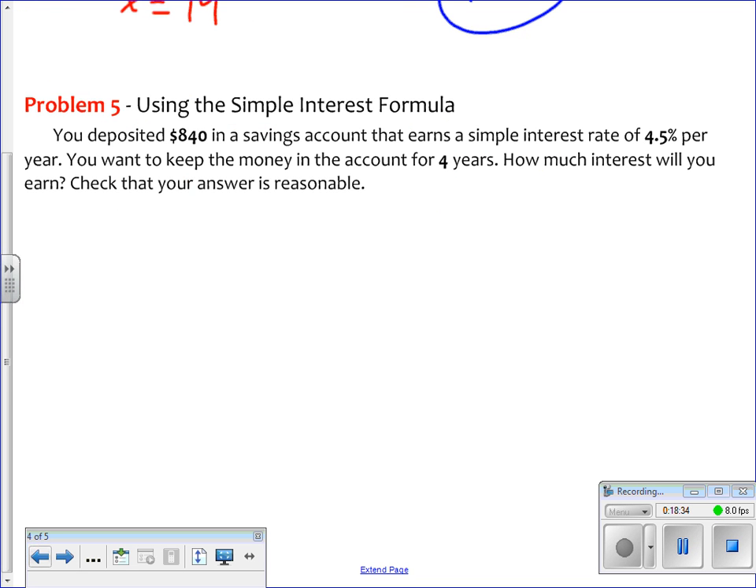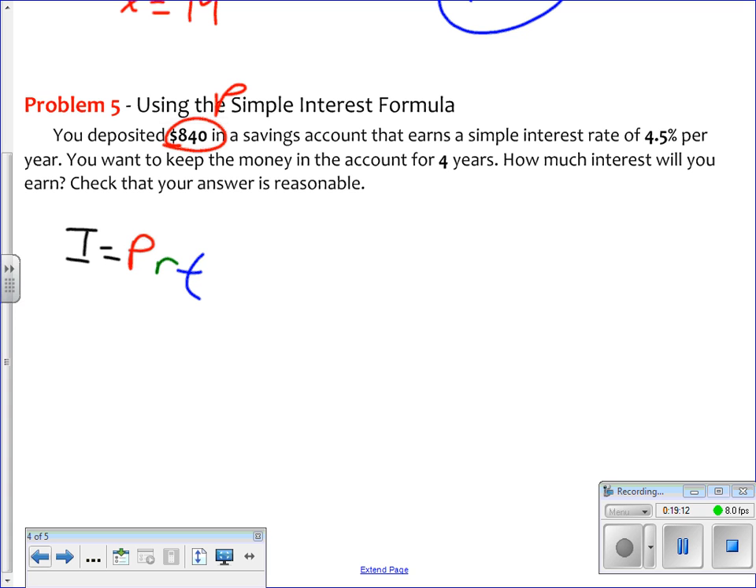One more problem. Interest rate. And I wrote the interest problem over here. The interest is equal to the principal times the rate times the time. Okay? Principal times the rate times time. The principal is the amount of money you invest. It's how much you put into the savings account. So what number do I have that is my principal? 840. 840, that's my principal.